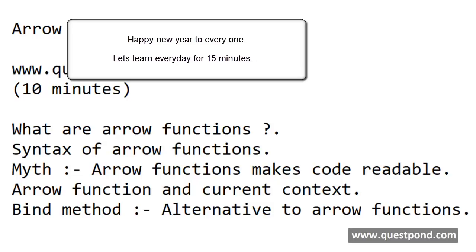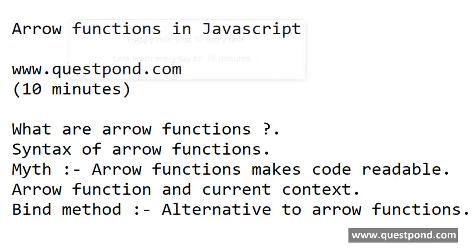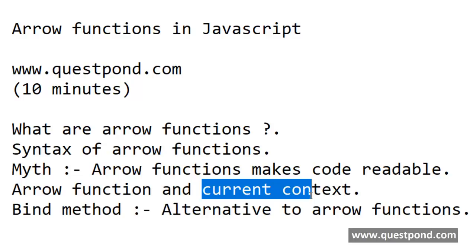So let me kickstart your new year by discussing something new, teaching something new, as well as learning from you guys. And that is arrow functions in JavaScript. In these coming 10 minutes, let us try to understand what arrow functions are. A lot of people feel that arrow functions are used because they make your code simpler and shorter. But I think that is not the main reason. The main reason for arrow functions is to get an automatic current context.